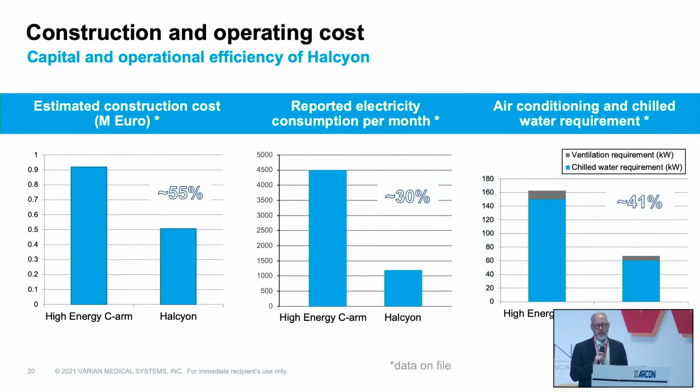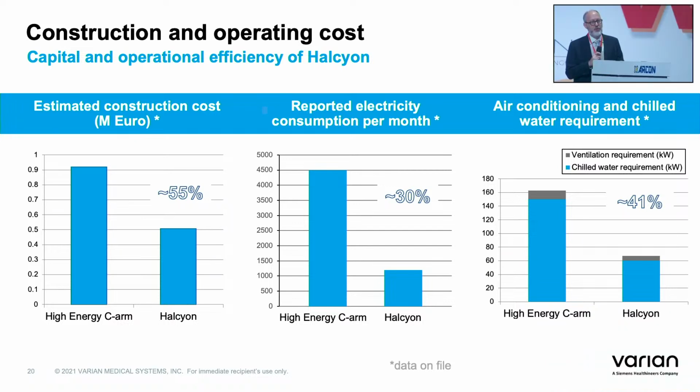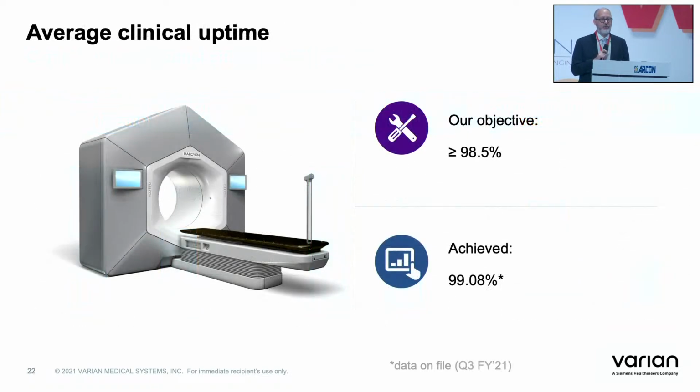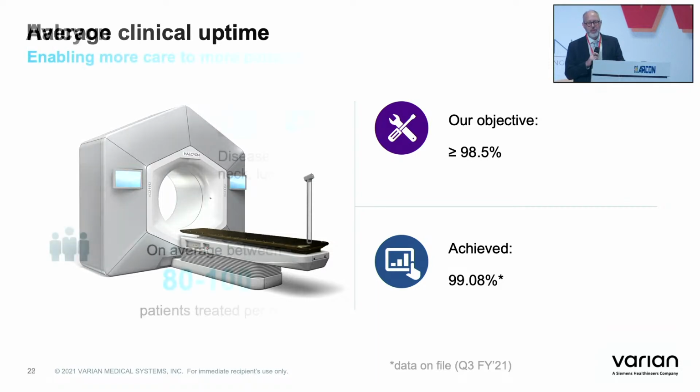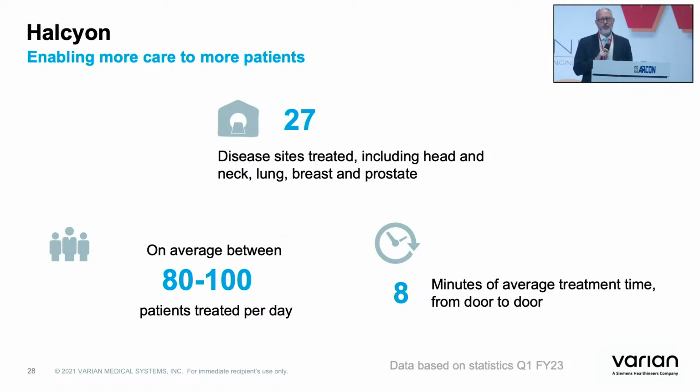If you use less concrete, and your room's smaller, your construction costs go down, and you can see we can achieve a 55% reduction in cost for construction of a Halcyon bunker. The Halcyon is also designed to be efficient. You can see, or maybe you could have seen on the previous slide, the reduction in electrical consumption. There's also a reduction in water consumption as well. One of the other aspects was around the uptime.